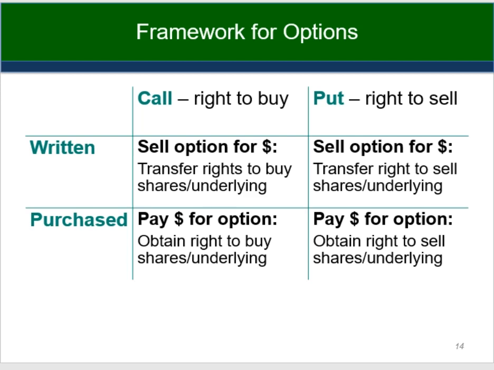The put gives you exactly the opposite case. So if you're the writer of the put, you get a premium for selling the option, and you are obligated to purchase the underlying shares or underlying assets from the holder of the option if they choose to exercise it. The purchaser pays the premium and then obtains the right to sell if the option is in the money. Of course, with the call, as the holder of the option, you make money by the price going up. With the put, you make money if the price goes down.